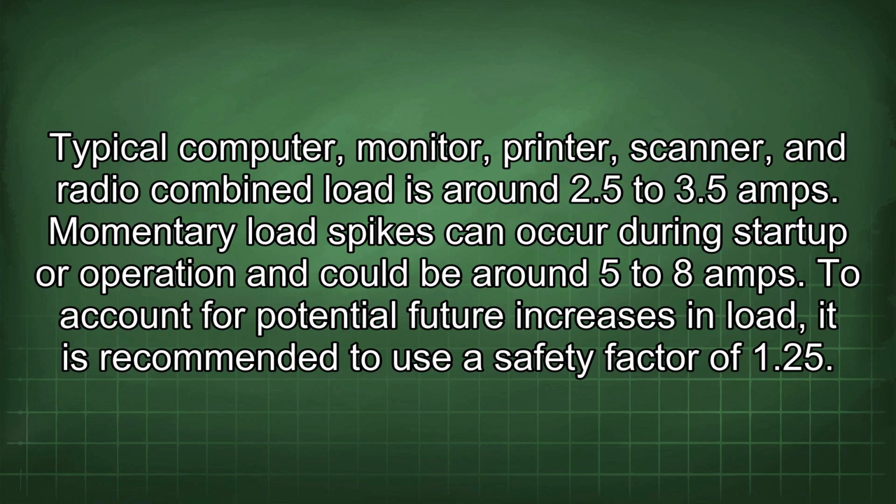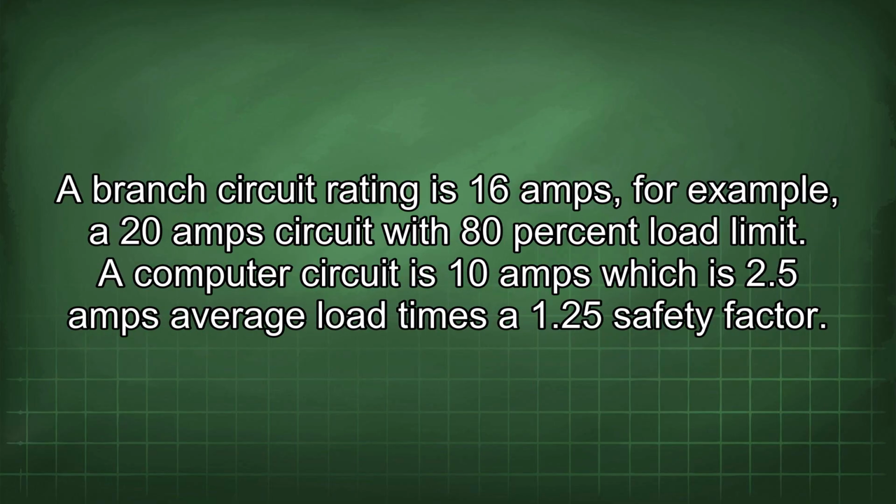Momentary load spikes can occur during startup or operation and could be around 5 to 8 amps. To account for potential future increases in load, it is recommended to use a safety factor of 1.25. A branch circuit rating is 16 amps, for example, a 20 amp circuit with 80% load limit. A computer circuit is 10 amps, which is 2.5 amps average load times a 1.25 safety factor.